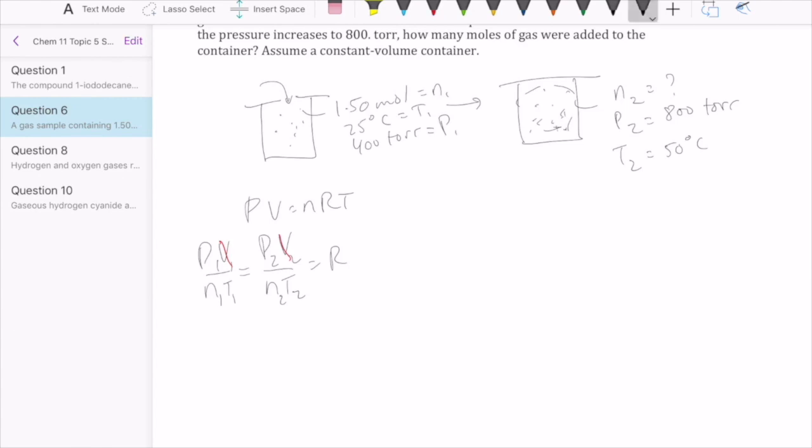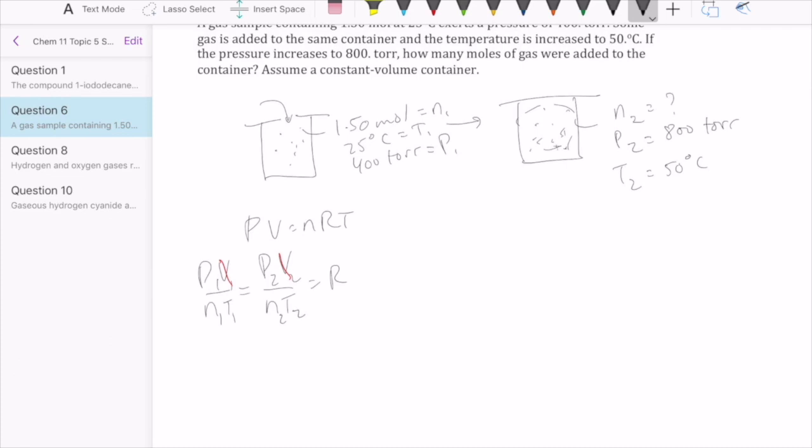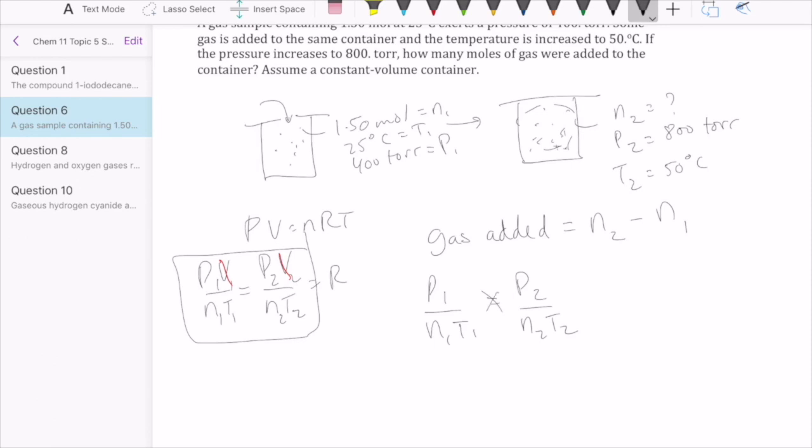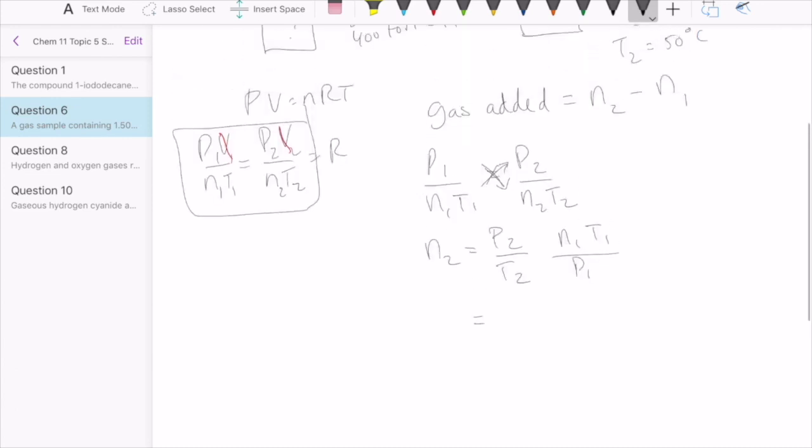So to figure out the number of moles of gas that's added, we need to take the difference of what we have at the end, N2, minus what we have at the beginning, which requires us to calculate N2 using this relationship. So let's rearrange that expression with a cross multiplication. N2 would be on this side, and then you bring everything else to the other side. The P2 and the T2 would remain there, and then N1, T1 becomes the numerator because you do the cross here, and P1 becomes the denominator. Then it's just a matter of plugging in the values that you have.